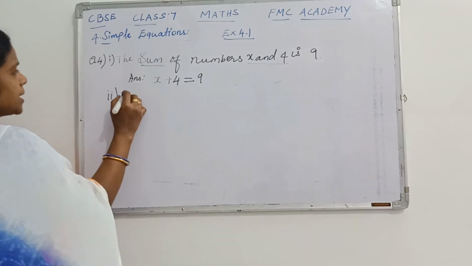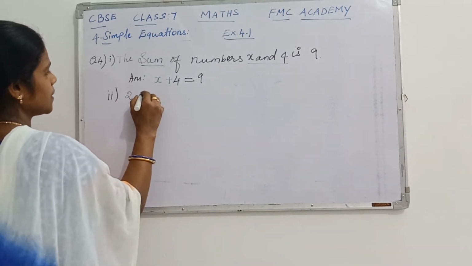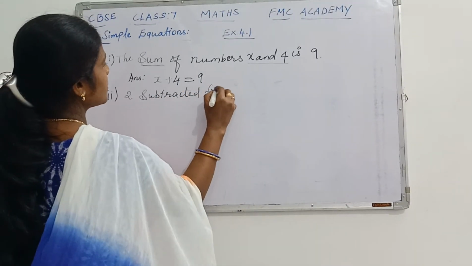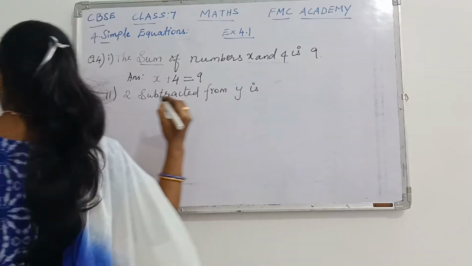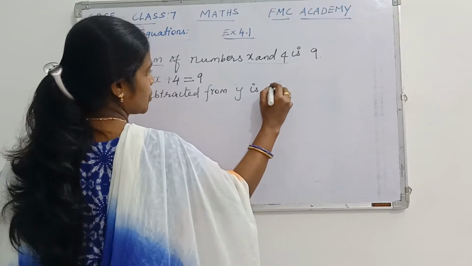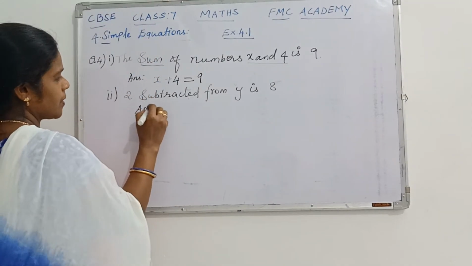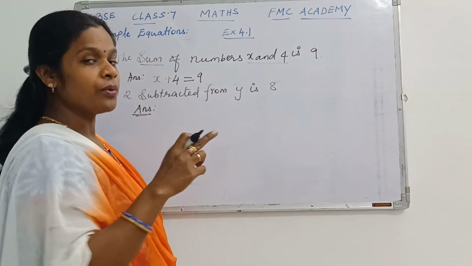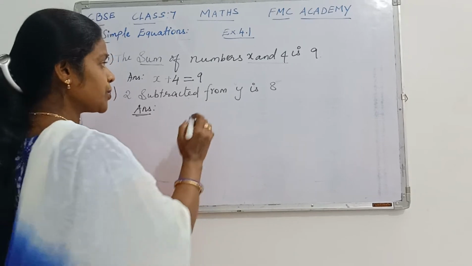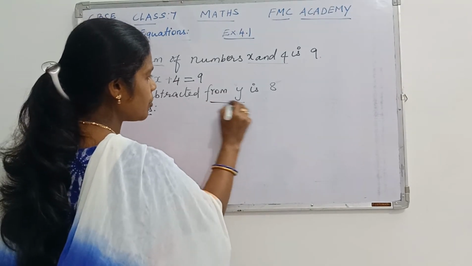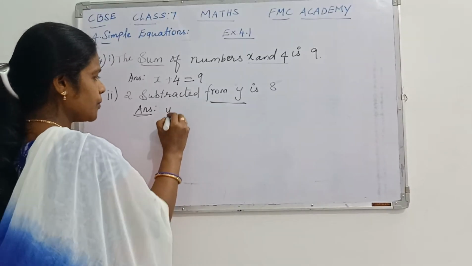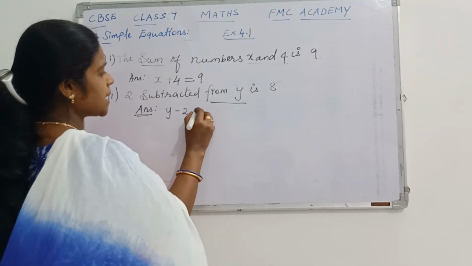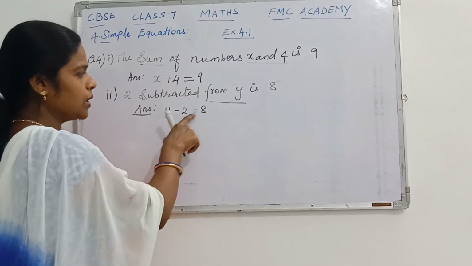2 subtracted from y is 8. So very simple. What do you have to do now? Subtracted. Here you are going to subtract, but you have to be very careful about from which you are going to subtract, right? From y. Okay, from y means first you have to write y. From y you are going to subtract 2. So y minus 2 is equal to 8. That's it. So y minus 2 is equal to 8.